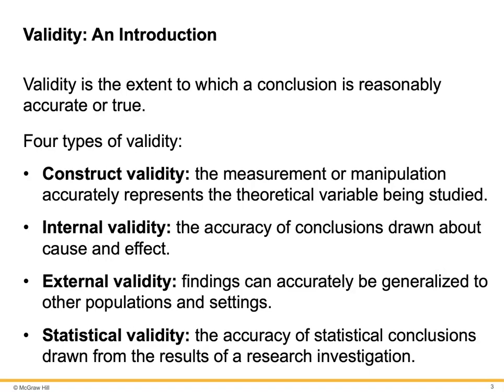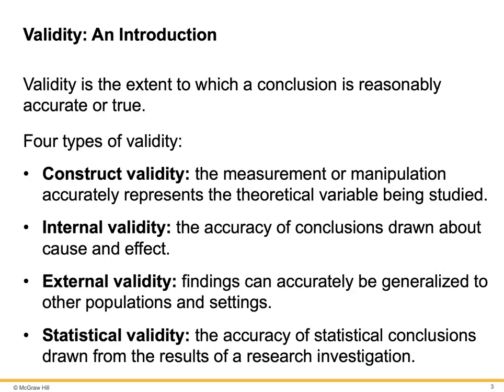In this chapter, we're going to look at 4 types. Construct validity, which is the extent to which the measurement or manipulation of a variable is accurate and represents the theoretical variable that's being studied or constructed. In the case of measurement, it's the measure that is used to accurately represent the variable.